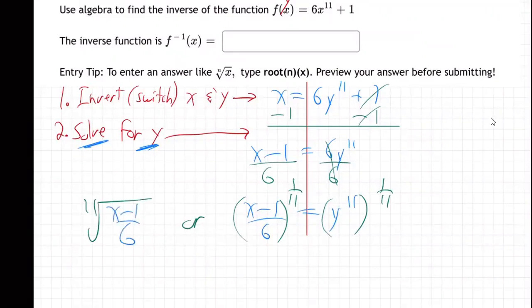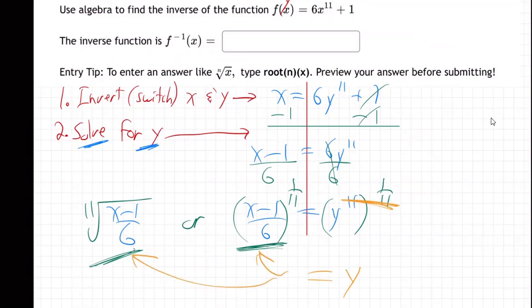I don't know if you know. An 11th root or a 1/11th power, they are totally the same thing. You could do this one or you could do that one. Either way, they are the same. These will cancel, and that gets you y alone. Y is this or it's that. Either one, the computer knows they're both the same.